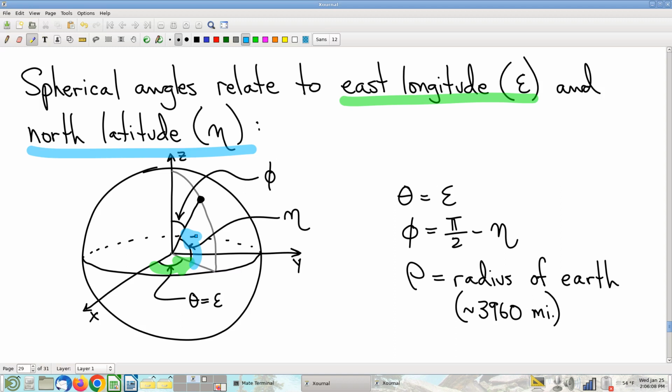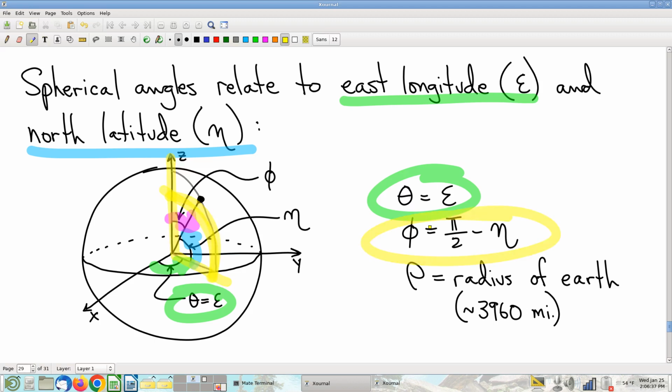And notice that these have a lot in common with spherical coordinates. In fact, east longitude is exactly theta with this setup. Phi is not exactly the same thing as north latitude, but they have a strong relationship: they always add up to pi over 2. The bigger north latitude is, the smaller phi is, and vice versa.